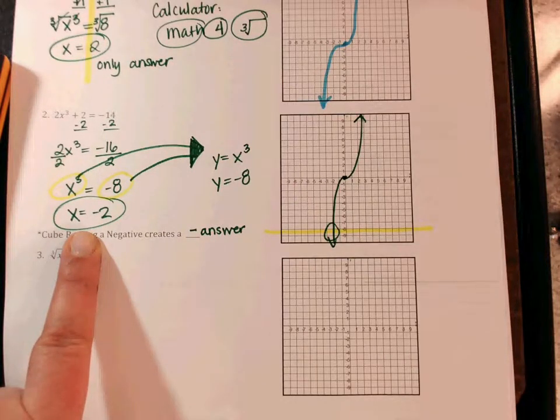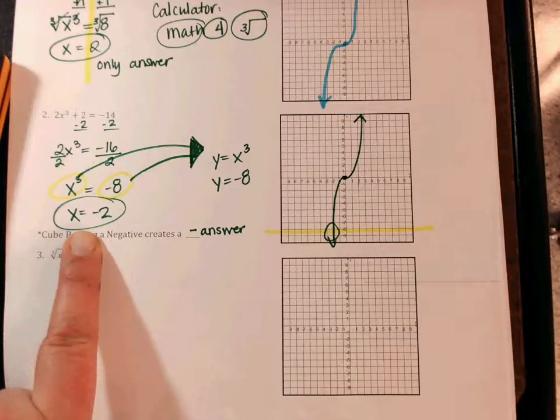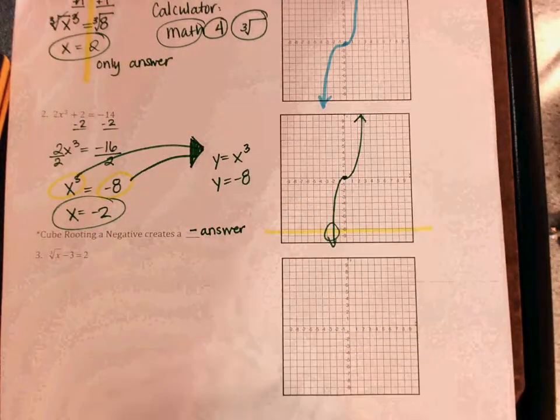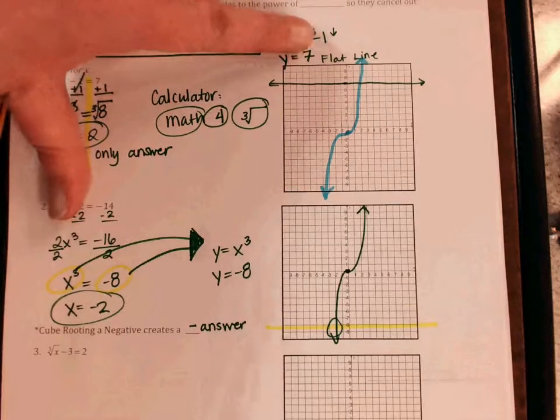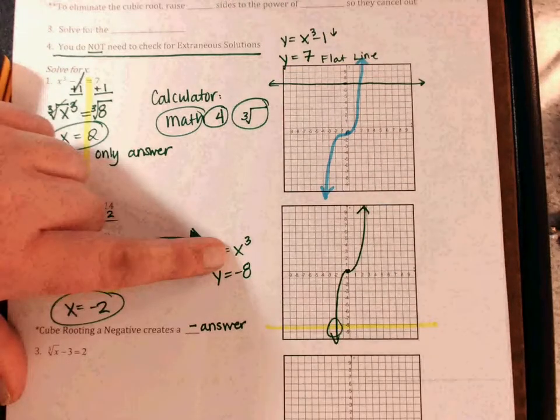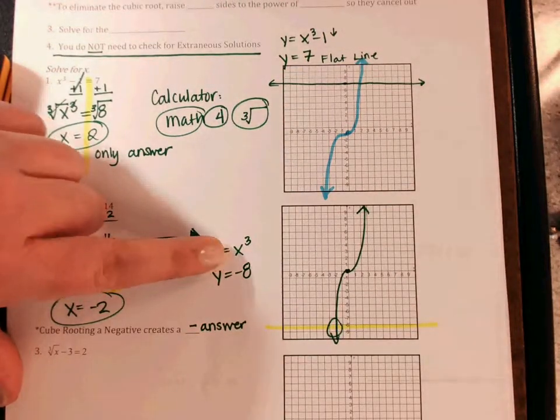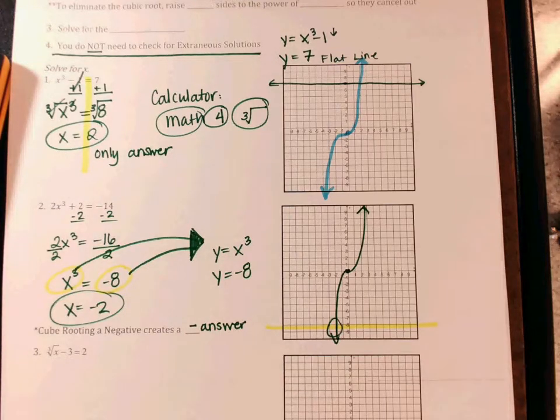Question? Remember how this one had a negative 1, so I shifted it down 1? This one doesn't have a 1, so that's why I kept it at 0. You keep it at 0, 0. Okay?